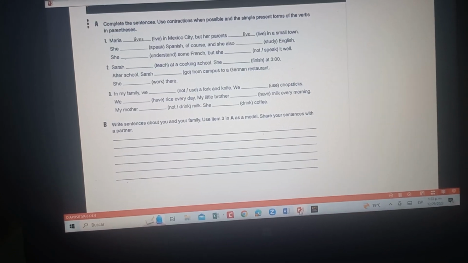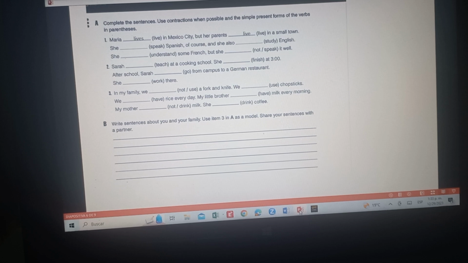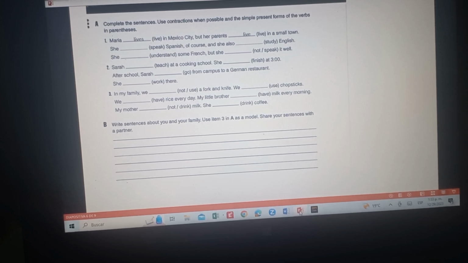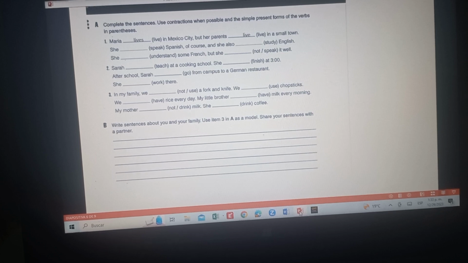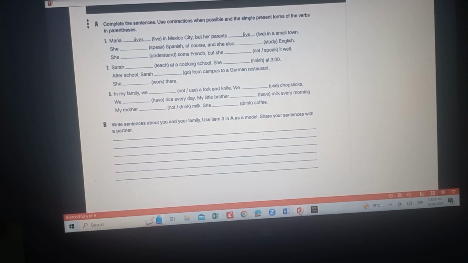Also, we have here some exercises. You have to complete this in your book. For example, Maria, we have the verb live, and you have to conjugate. In this case, Maria lives in Mexico City, but her parents live in a small town.